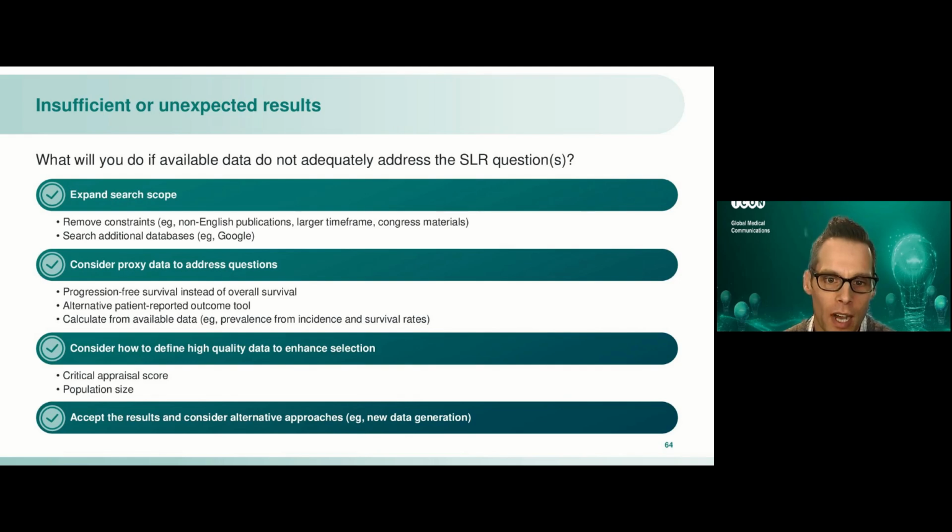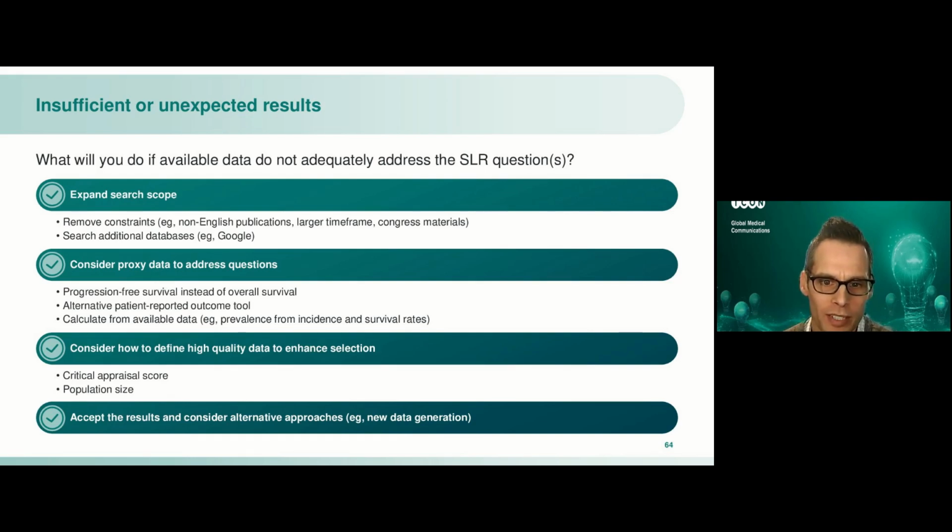You can consider using proxy data to address your question. So maybe you set out to get overall survival, but maybe progression-free survival is good enough. Maybe you can calculate what you need from what you found. If you have incidence and survival, you can calculate out prevalence.